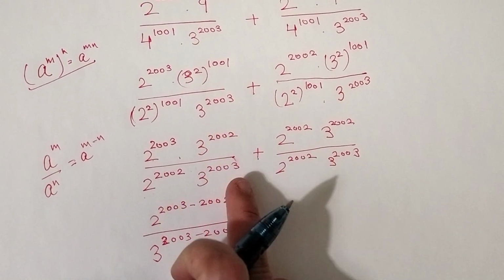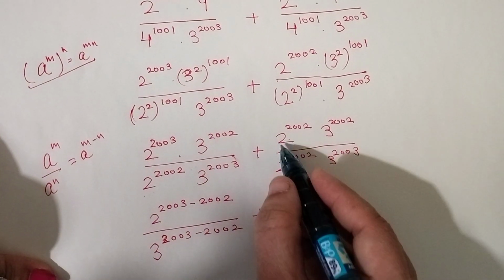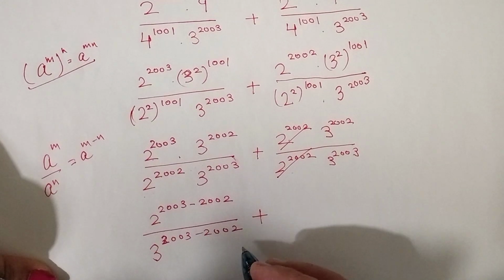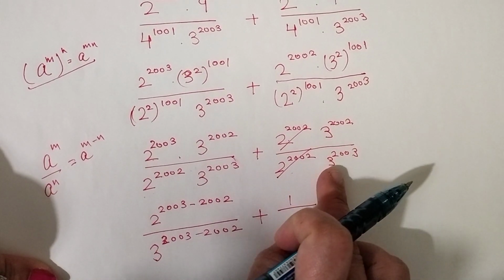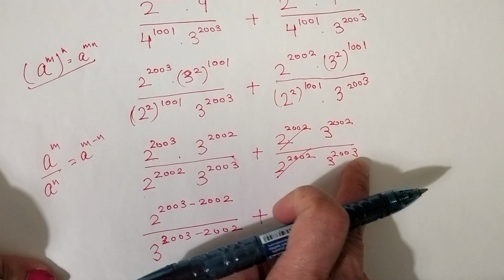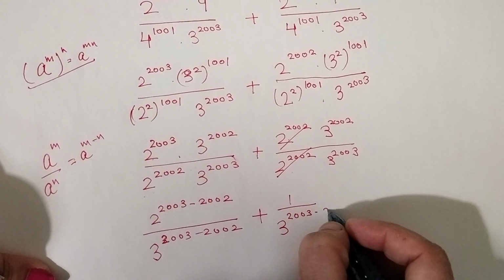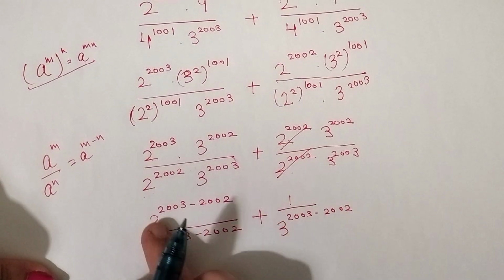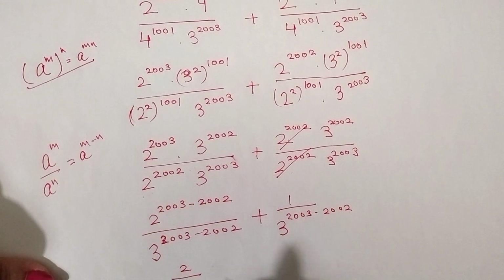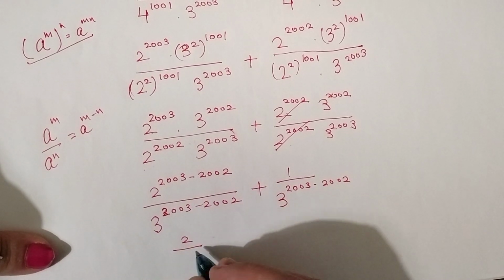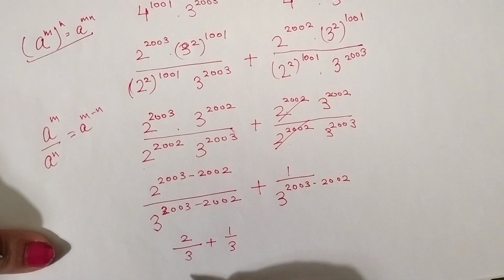This upper power will come in subtraction here, plus. Here these both are same, so they will cancel out, and here 1 by, why? Because base is same again here, and this power will go in subtraction. It will become 3 raised to power 2003 minus 2002. So here we get 2 because 2 raised to power 1 is 2, and then 3 raised to power 1 is 3, plus 1, 3 raised to power 1 is 3.